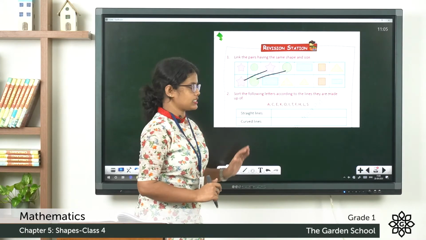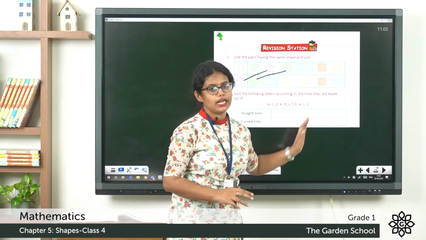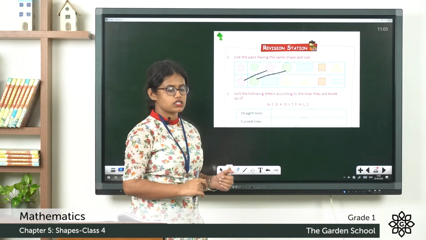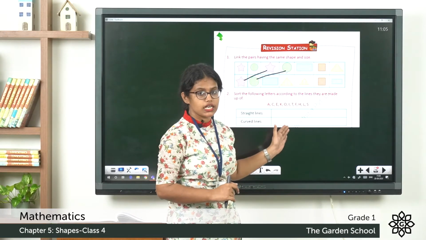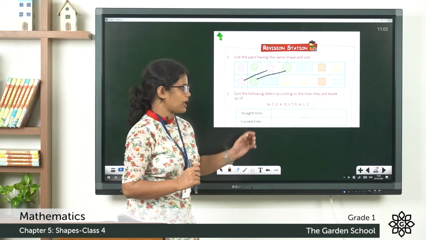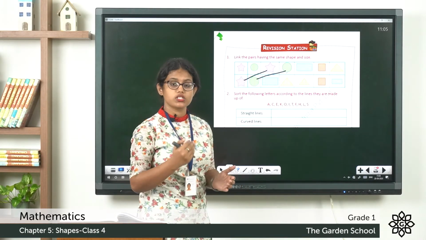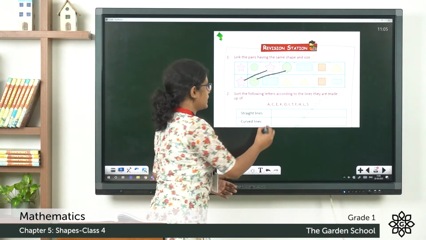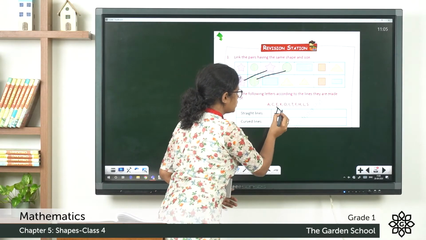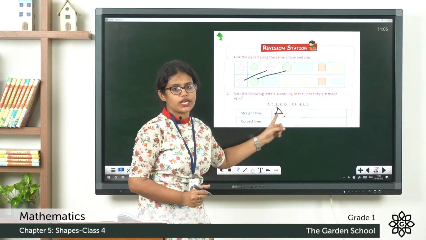The second exercise, what you have to do is, you can see some letters. And what you have to do is, you have to sort out the letters which are made with straight lines and which are made of curved lines. Let's see an example. Let's take the letter A. So, how is it made? With straight line or curved line? Straight line, right? A, when you draw a line here, you draw a line here and you write here. And this is A. So, you made it with straight lines.